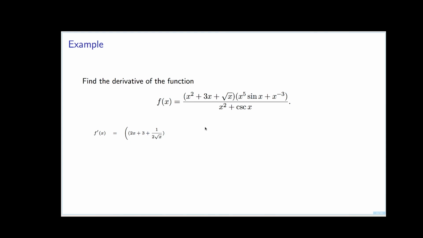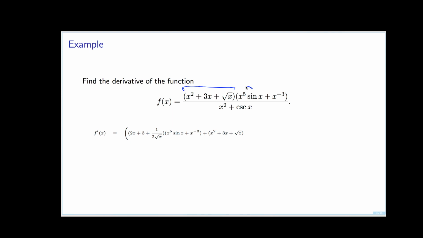So we're going to start with our product rule, which says the derivative of the first. So we get 2x plus 3 plus 1 over 2 root x for the derivative of this first term. And then the product rule says times the second term. So we get just times this x to the fifth sine x plus x to the minus 3. And then the product rule says the next thing we get is plus the first term, so x squared plus 3x plus root x, times the derivative of the second.